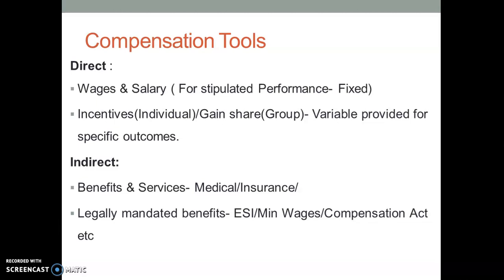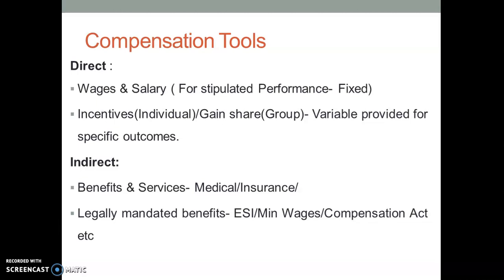Now, this variable amount can be divided into two dimensions. Either it can be provided to one individual, or it can be a group effort in terms of their contribution and variable compensation. When it is the individual's variable compensation, it is called incentives. And when the same thing is provided for group efforts, to the team members, it is called group incentives or gain share. Gain share, as it says, means we are distributing the total gain as a share among individual team members.